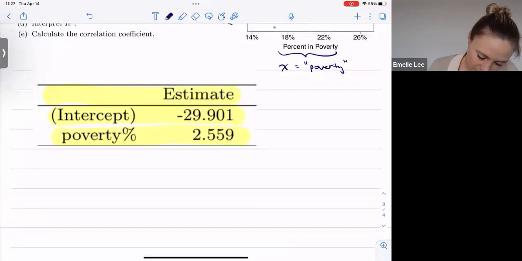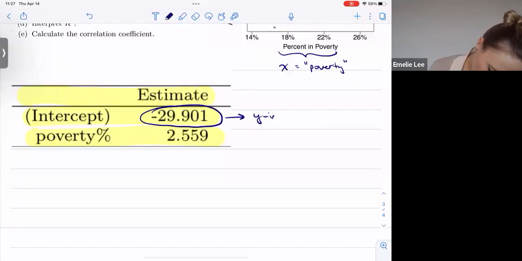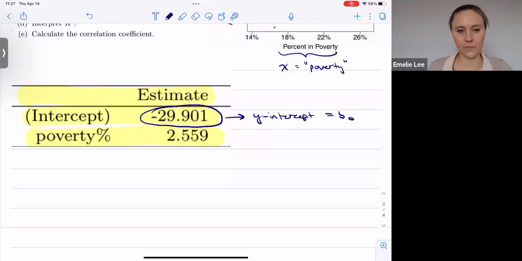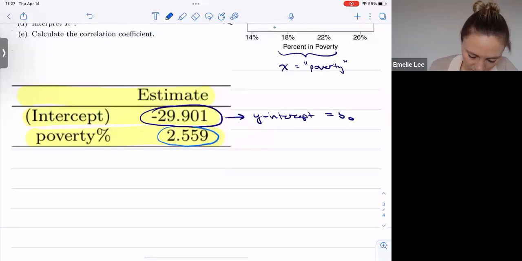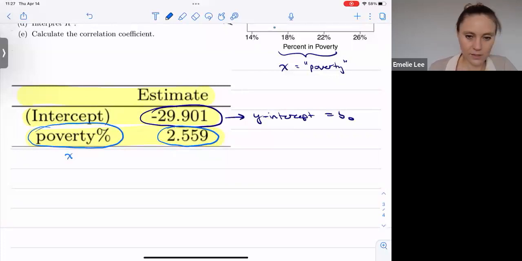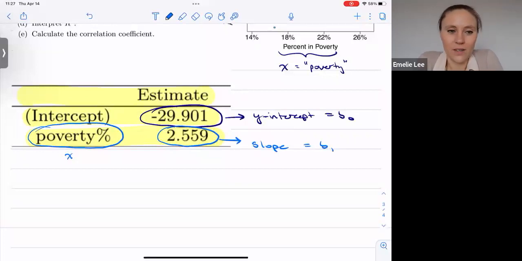Okay. So here, this is the y-intercept, which is B naught. This here is your X. What's attached to your X? Your slope. So that's going to be B1. So what can we do to construct this line?